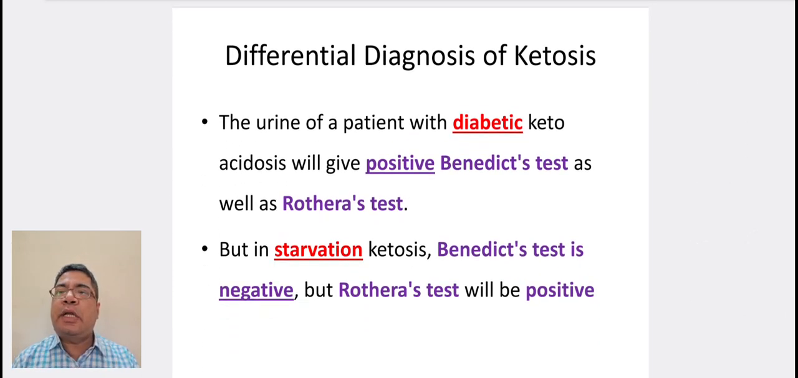Coming to differential diagnosis of ketosis. The urine of a patient with diabetic ketoacidosis will give a positive Benedict's test as well as a positive Rothera's test. On the other hand, if the patient is in starvation ketosis, the Benedict's test is negative, but Rothera's test will be positive.